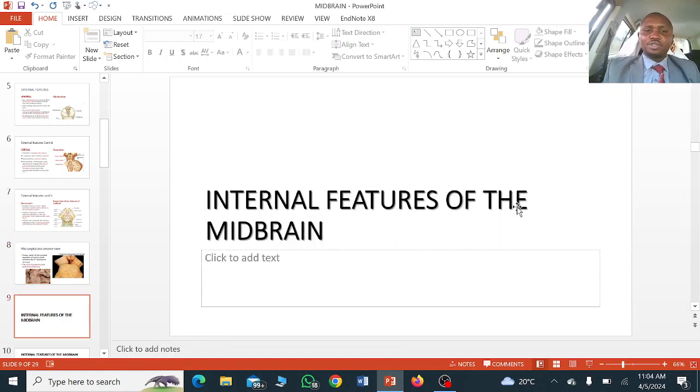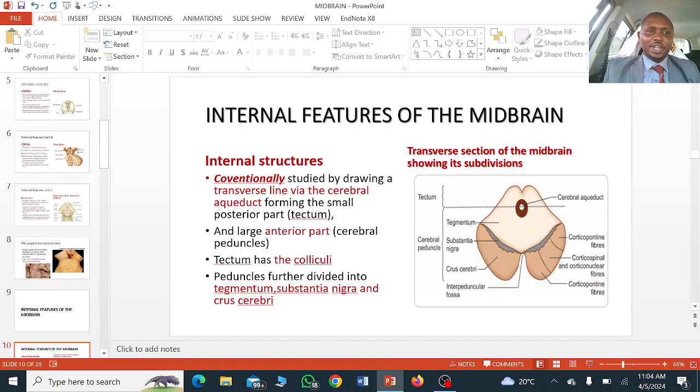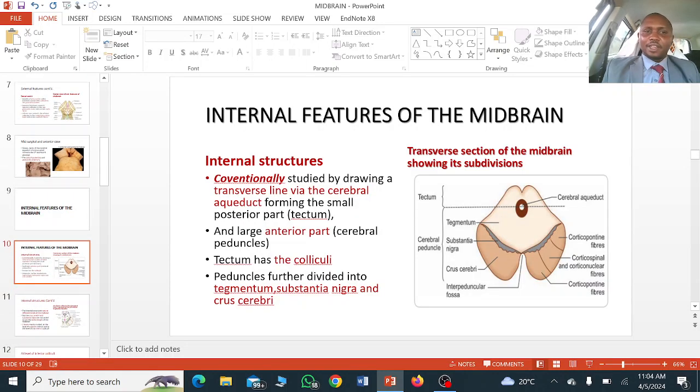So we will move on to the internal features of the midbrain. We'll look at the discussion of the internal features.